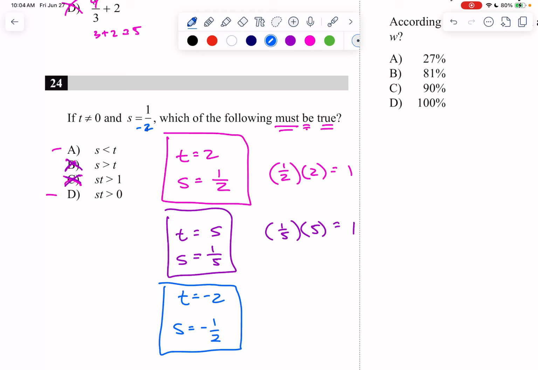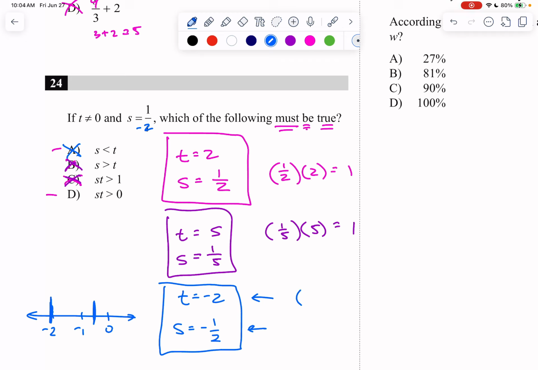Is it still true that s is less than t? Well, if I look at my number line, here's 0, here's -2, here's -1. -1/2 would be here, and -2 would be here. -1/2 is greater than -2, so that invalidates A.